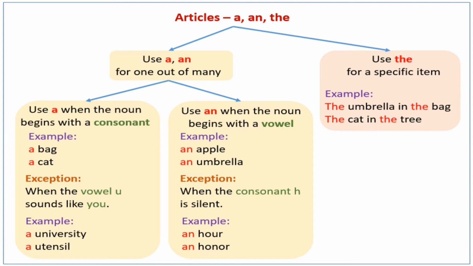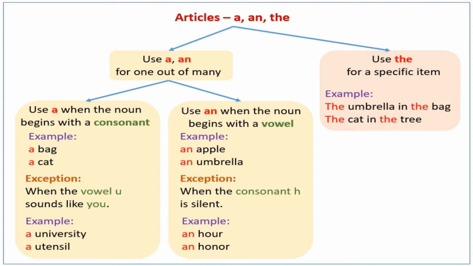Exception: when the vowel U sounds like "yoo". So, a university, a utensil. U is a vowel letter, but in university it makes a consonant sound, not a vowel sound.